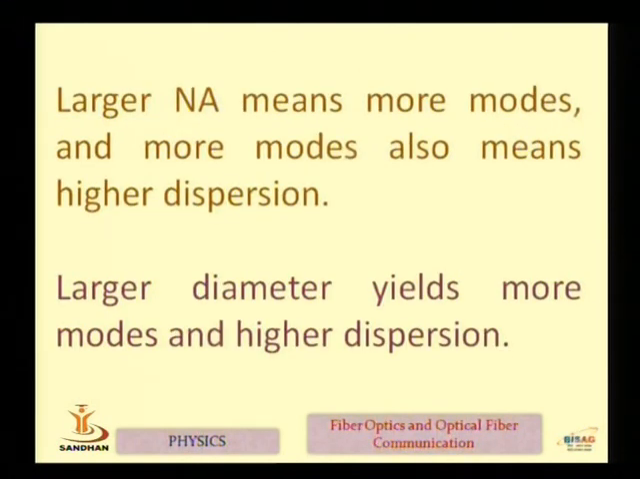A larger numerical aperture means more modes, and more modes also mean higher dispersion. We will see the word dispersion later. A larger diameter of the fiber cable yields more modes and higher dispersion.